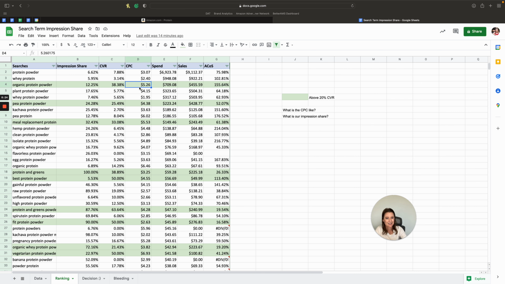And it's $5.26. So as a brand, I need to make a decision. Should I continue to invest in this keyword because of my lifetime value of having a product like this? And because my conversion rate is so good, if I drive high amounts of volume to this keyword, my rank will increase. That's the most important factor. Is should this be a ranking keyword?